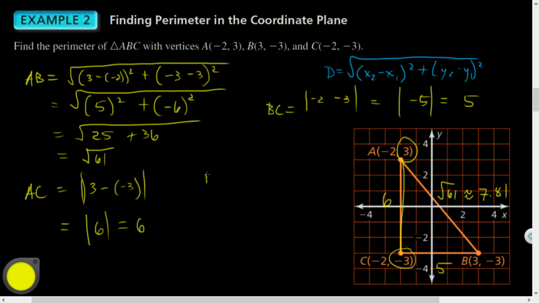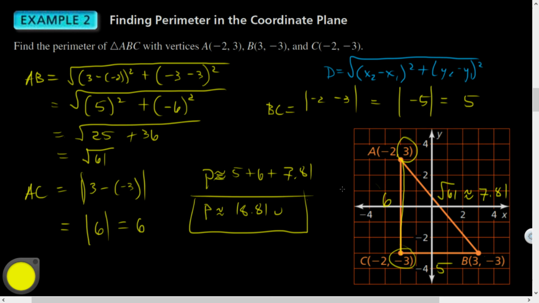So the perimeter is going to be 5 plus 6 plus 7.81. Well, that would be an approximation if I add them all up. So the perimeter is approximately 11 plus 7, 18.81 units. I'll throw a little U there just for you guys. Also, because this is a right triangle, I could also have found the area, but I won't do that right now. This would have been the height, this would have been the base. It'd be a little trickier if it was non-right.